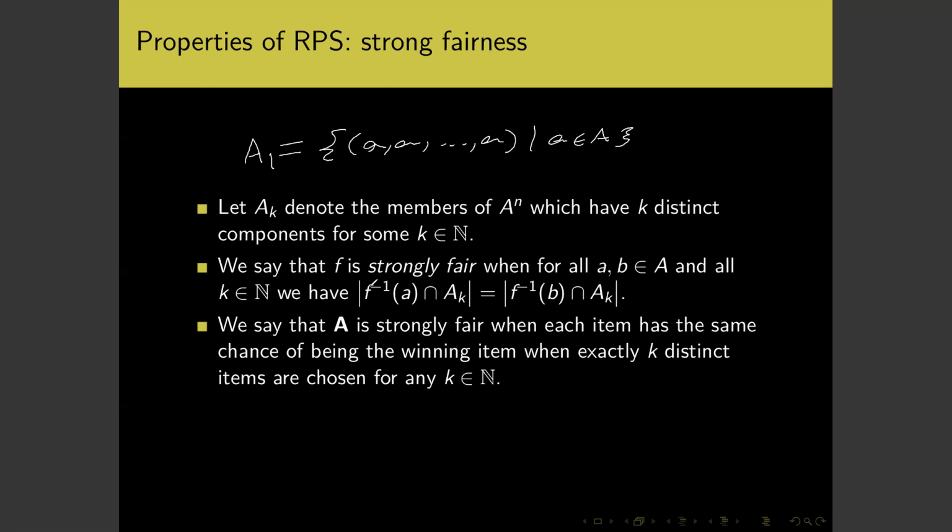Okay, so we say that an operation F is strongly fair when the preimage of any two elements of our universe under this operation F, intersected with these Ak, have the same size. I always find this condition the hardest to explain, even though what I've written here is, of course, exactly what I mean. So the idea is that the selection game for A is strongly fair when each item has the same chance of being the winning item when exactly k distinct items are chosen by the players, for any possible k. And so this turns out to be exactly what you want for reasons that we'll see subsequently. But after I first defined this and started using it, I still look back and find this to be the strangest of the conditions that I chose to study. But it works, even if it's a little odd.